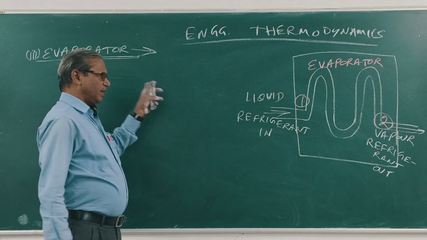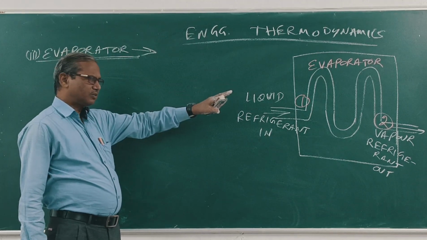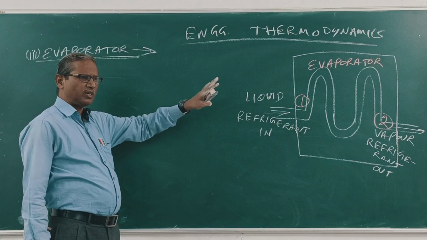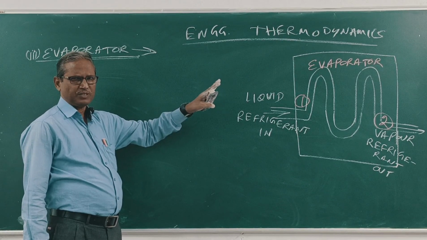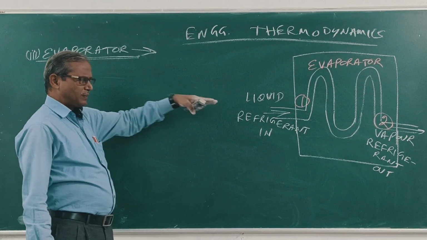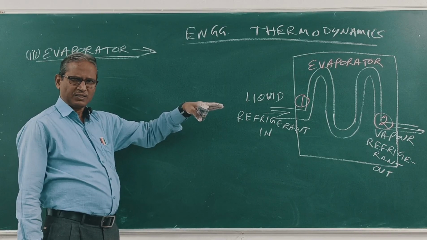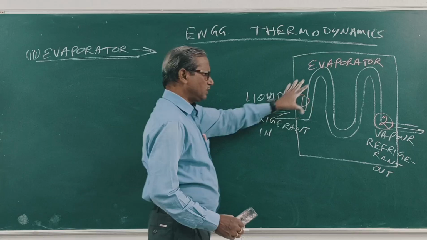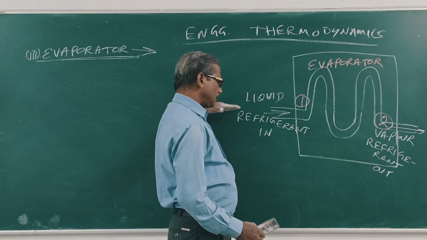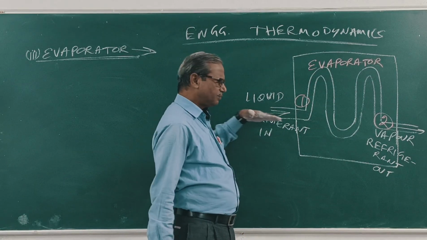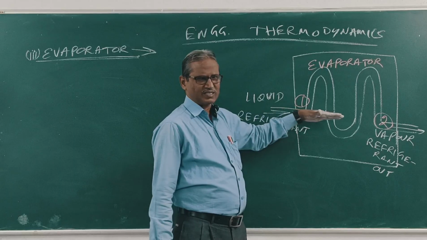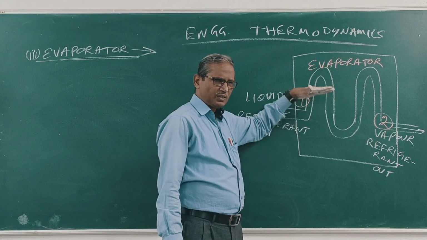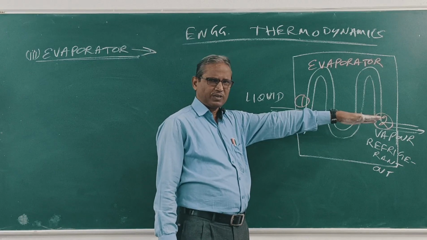Next, number 3, evaporator. The evaporator is a device used in refrigeration plants, in which the liquid refrigerant passes, receives heat, and leaves as vapor refrigerant. In this device, the liquid refrigerant enters, receives some heat, then leaves as a vapor refrigerant. Right?